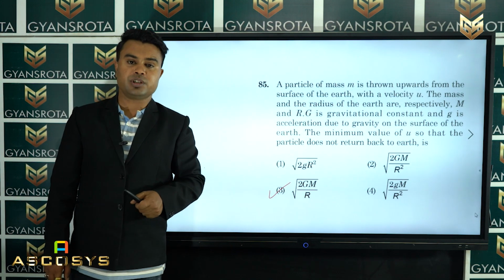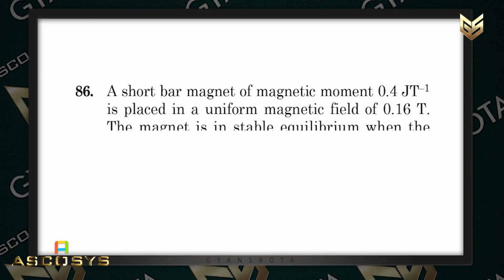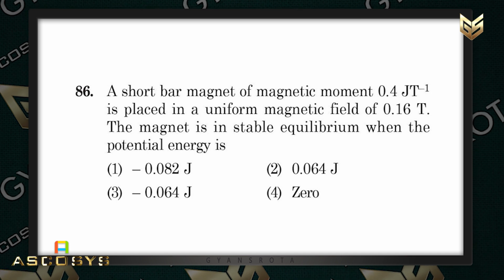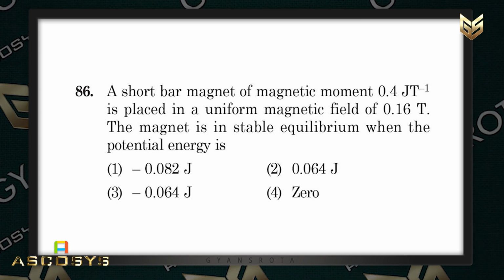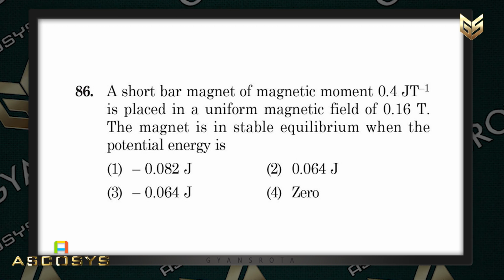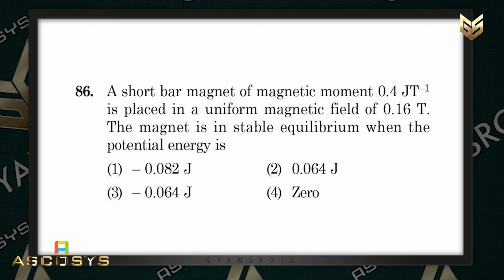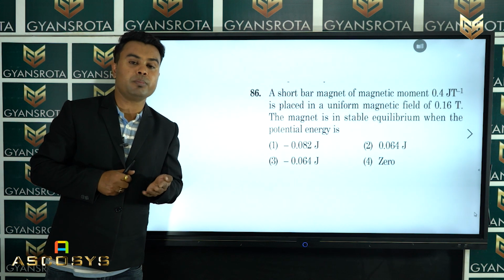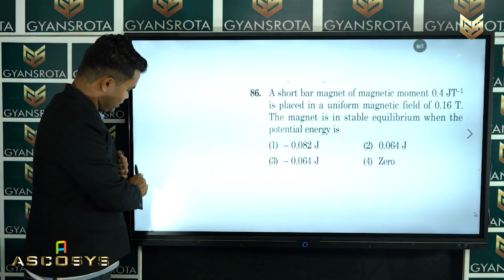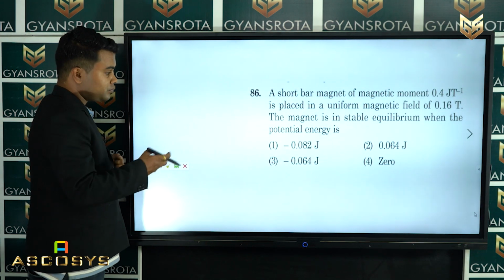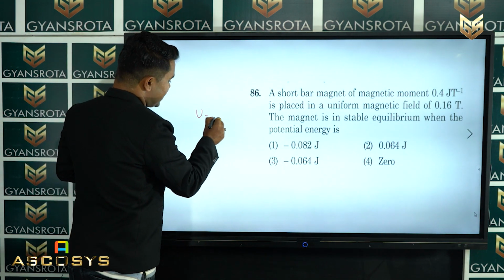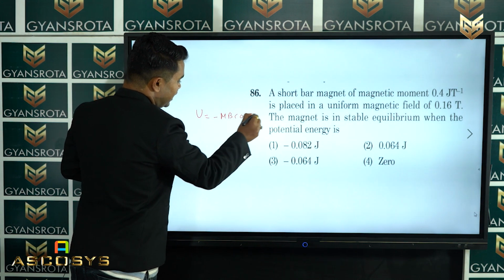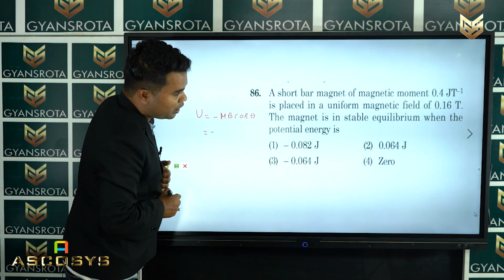Now let us move to the next question, that is question number 86. A short bar magnet of magnetic moment 0.4 joule per Tesla is placed in a uniform magnetic field of 0.16 Tesla. Remember, the magnet is in stable equilibrium. When it is in stable equilibrium, the angle between the magnetic field and the magnetic moment will be how much? 0 degree. Please see the videos nicely. So, potential energy can be written as minus m b cos of theta. Your m is the magnetic moment. It is given to be how much?